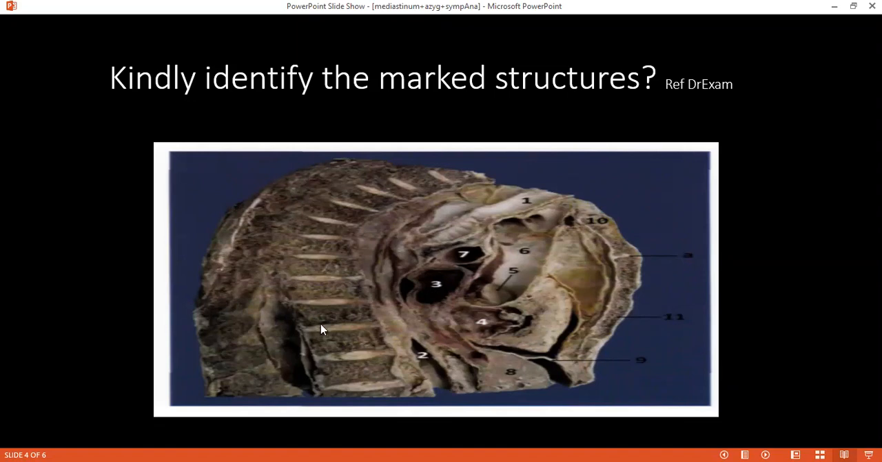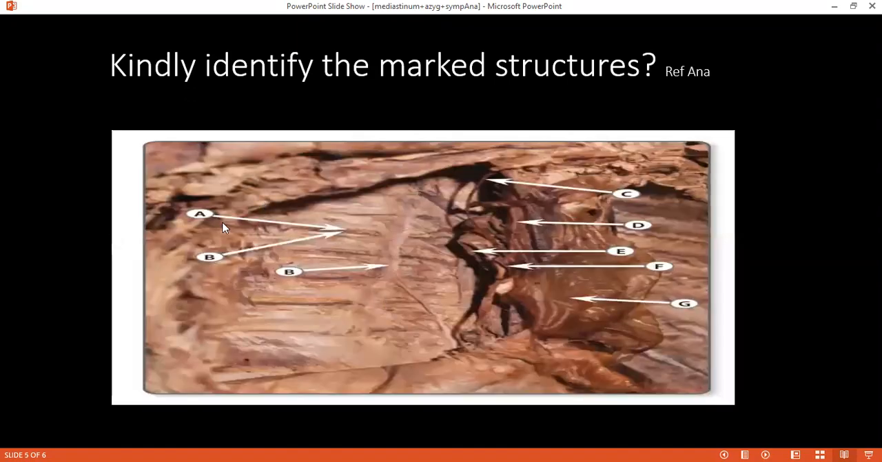Very good. Okay, I think there is one more. Yes, if you can please identify these structures, I might have asked you before as well. What is A? If you can identify these structures, what is this? What has been lifted to show you something? What is this? This is the sympathetic trunk, right? Yes. Sympathetic trunk. And A, please. A is the spinal intercostal nerve.